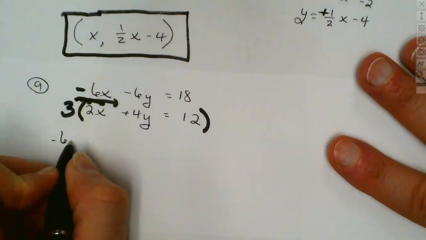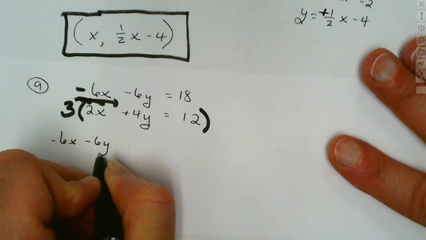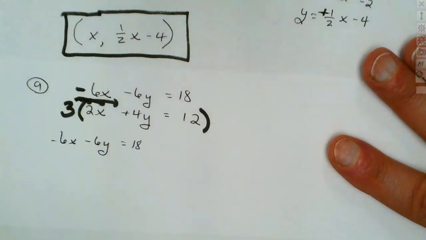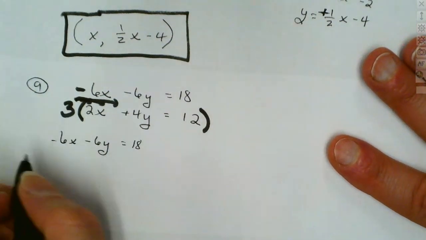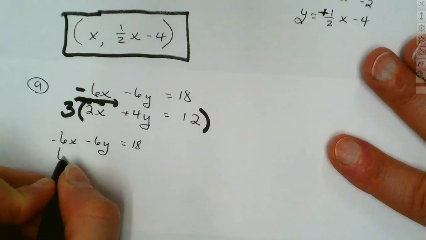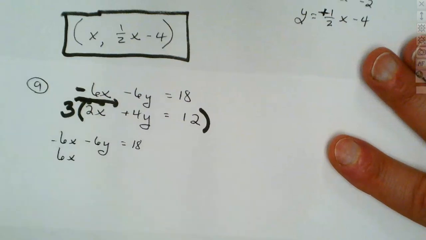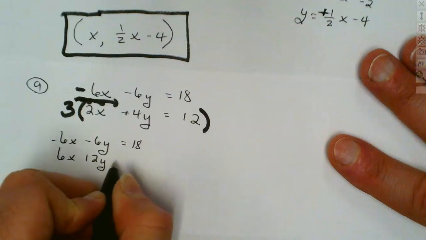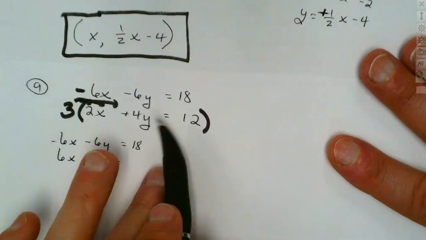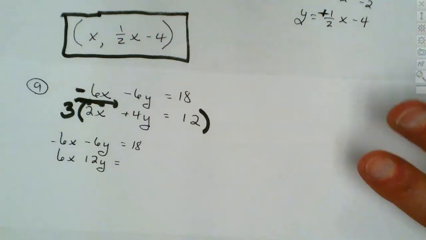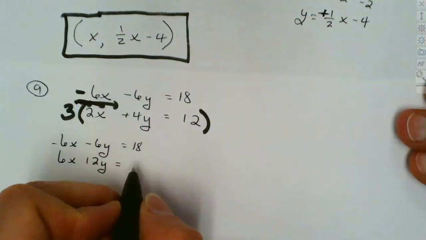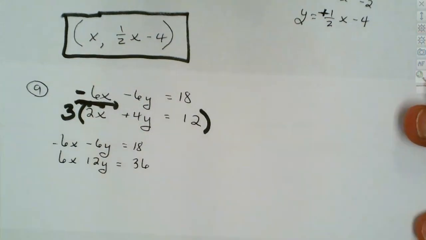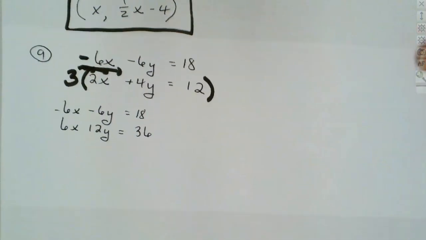Now we're going to keep the first equation exactly as it is, but the second equation, we're going to multiply everything by a 3. So 2 times 3 is 6, bring the x down with it. 3 times 4 makes it a 12y. And 3 times 12, that's going to now make it a 36, isn't it? Is everyone okay with that so far?